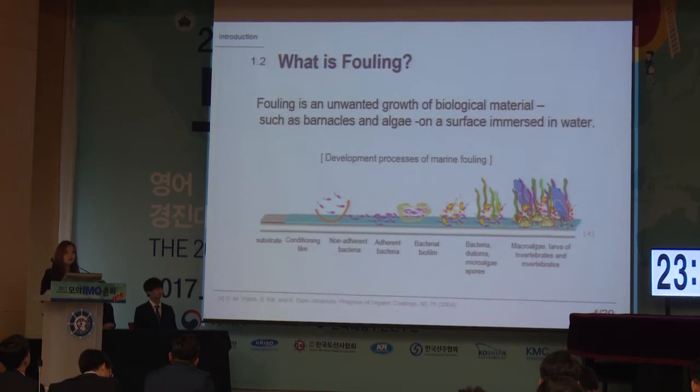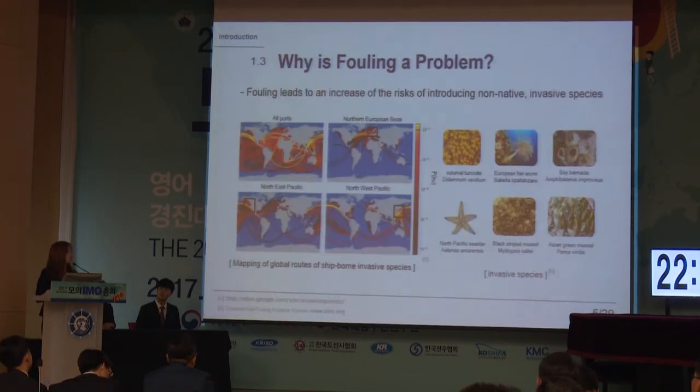First, what is fouling? Fouling is the accumulation of biological material that adheres to a surface immersed in water. The organisms develop into larger biological groups over time. The biggest problem caused by fouling is the aforementioned issue of invasive species. These invasive species cause marine ecosystem disturbances along the route of the ship.